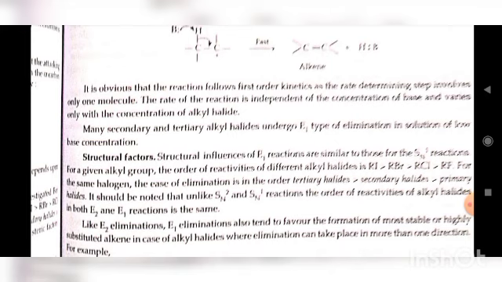The order of reactivity of different alkyl halides is RI, RBr, RCl, RF. For the same halogen, the ease of elimination is in the order tertiary halides, secondary halides, primary halides. It should be noted that unlike SN2 and SN1 reactions, the order of reactivity of alkyl halides in both E2 and E1 reactions is the same.